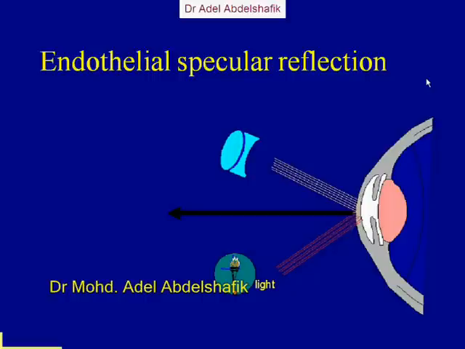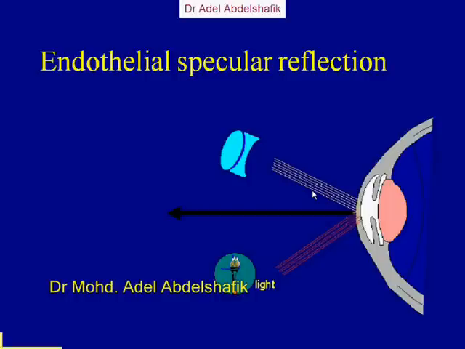Clinically, we can check the endothelium specular reflection. To do it, you need to do the following. First, we ask the patient to look forward. Then we move the light to one side, and you and the microscope, the slit lamp, will move to the opposite side, so that light coming from the source will be reflected to your eye. The angle of incidence and angle of reflection should be equal. So say 30, 30, 40, 40, whatever.